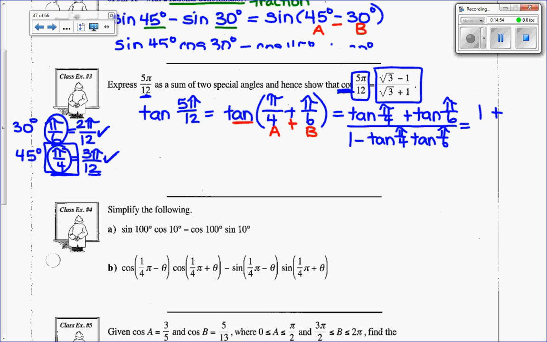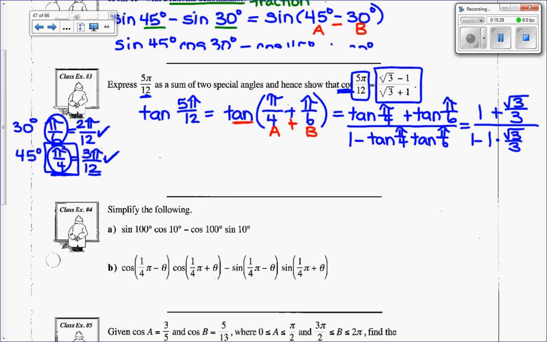Pi over 6. That's 30 degrees. Found it. That's root 3 over 3. And then on the bottom we've got 1 minus tan of pi over 4, which was 1, right? And tan of pi over 6 is root 3 over 3 again.